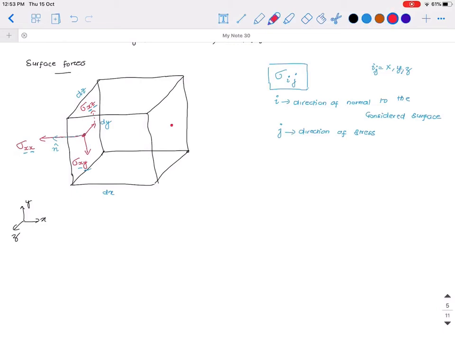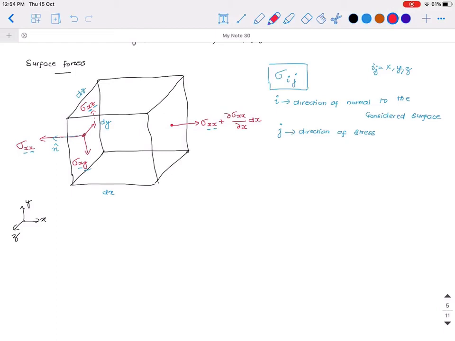So now let us talk about the stresses in this direction. On the left face it is sigma xx. On the right, by applying Taylor series up to only linear terms, we get sigma xx plus dou sigma xx by dou x times dx. Okay, so this is xx because the direction of the normal is in the x direction for this surface also, and the direction of the stress also is in the x direction.